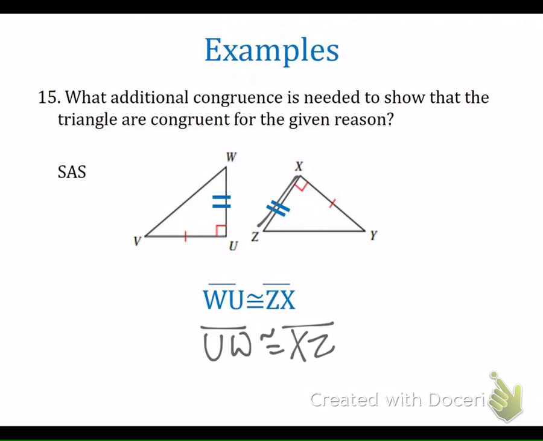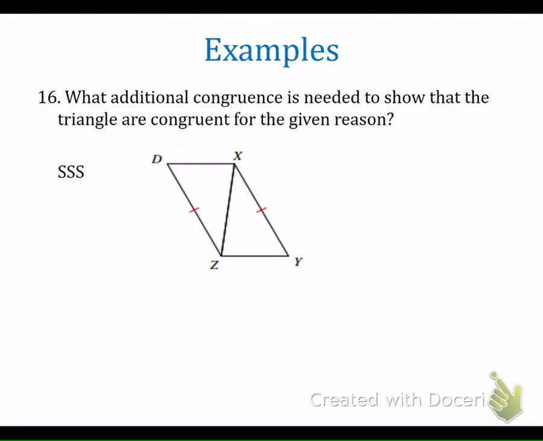Okay. So I want to use SSS. So I have these sides. Now, do not say ZX, because although it's not labeled, it is something we already know. So that one's already there. You can label it or not label it, but it doesn't answer this question. The side we still need is DX. DX corresponds with what? YZ. Good.